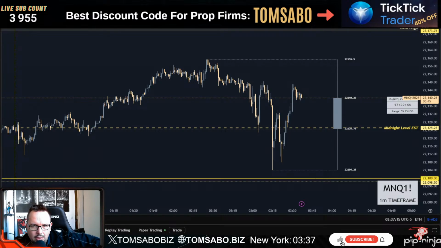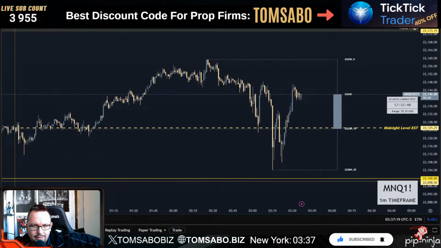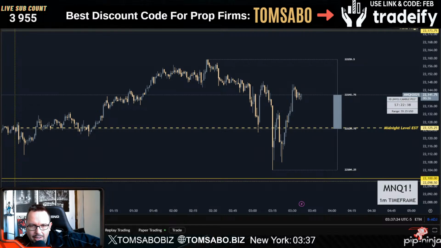Could use secure 2.5 for trade 5. Hey, let's go. Yeah, all you have to do is just flip them with micros. That is awesome. 2.5k with Tradeify. That's nice.